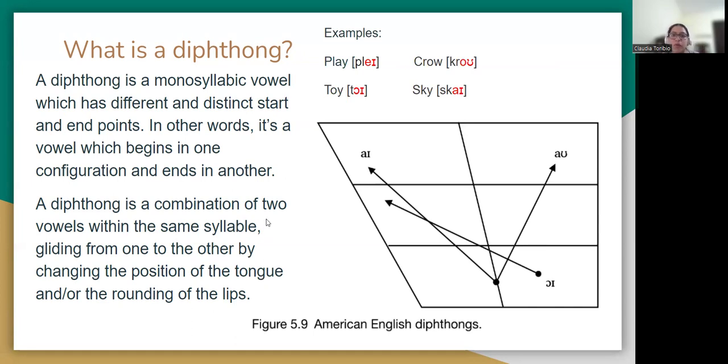Some examples: play. We saw that example with the consonant clusters earlier, but here we also have a diphthong. Play. Another example is toy, crow, sky. See how it's one sound, but it changes. There is a glide from one position to the other.